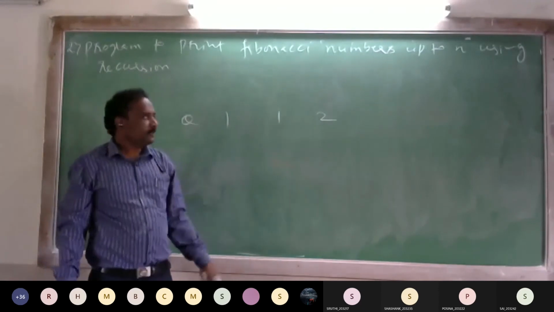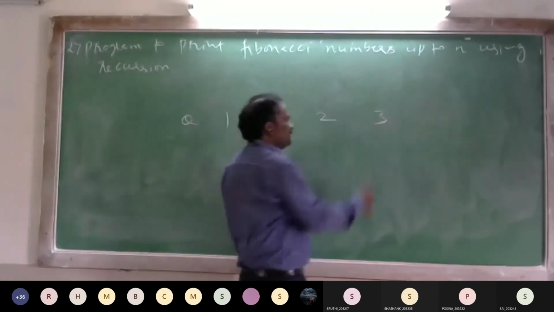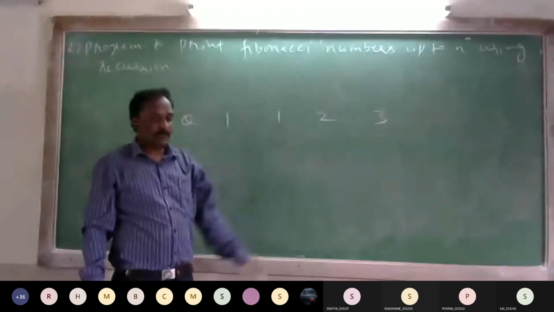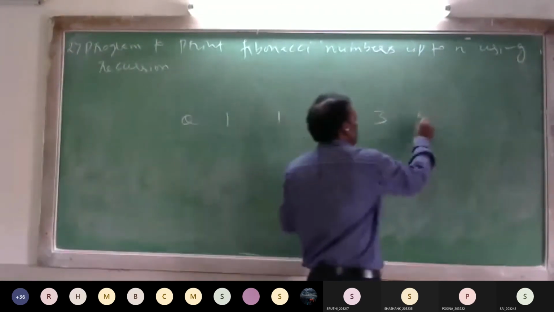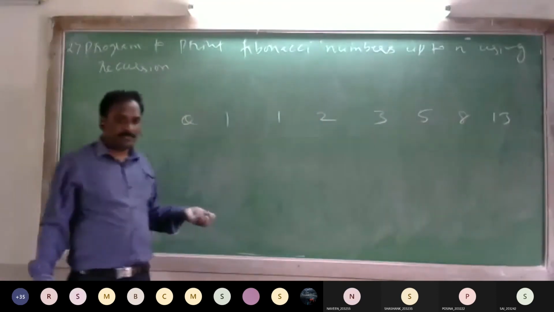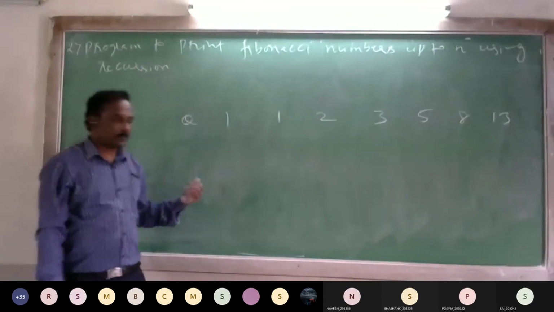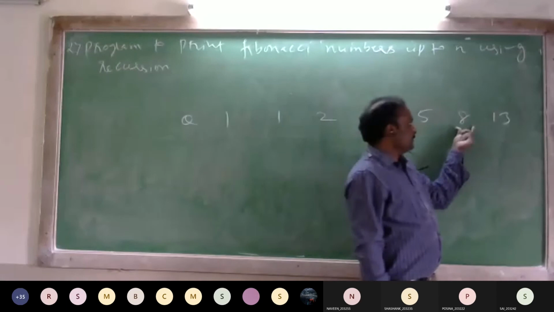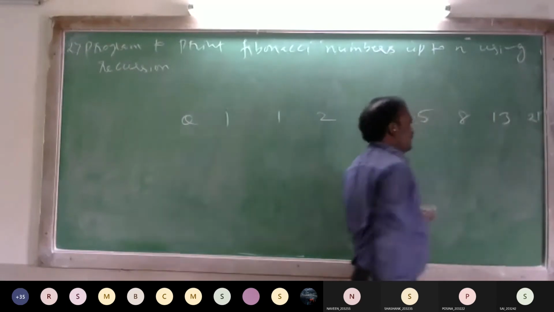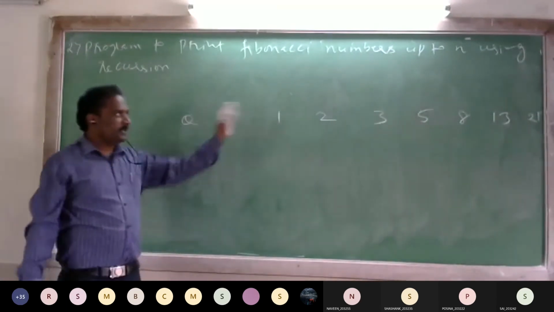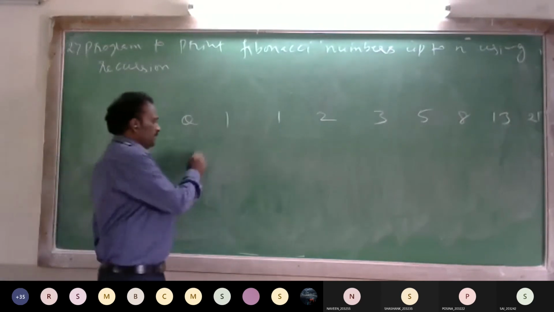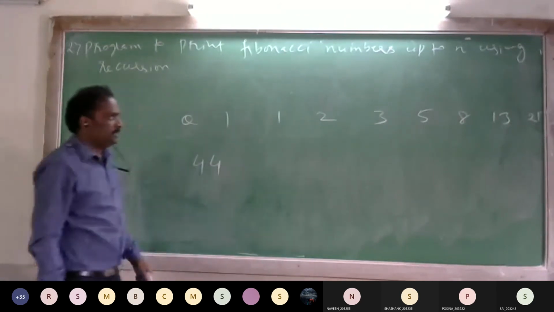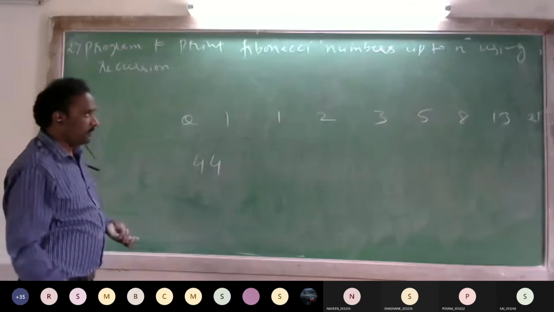What is the next Fibonacci number? 2 plus 1 is 3. What is the next Fibonacci number? Sum of the previous two numbers. 3 plus 2 is 5. Next Fibonacci number is the sum of the previous two numbers. 13 plus 8 is 21. What is the next Fibonacci number? Sum of the previous two numbers. 21 plus 13 is 34.